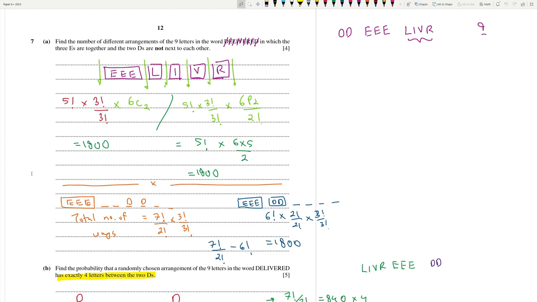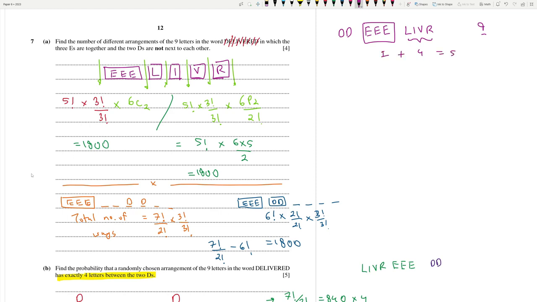Okay, so we write it down as double D, then triple E, followed by LIVR, liver. There are in total 9 letters. Find out the different arrangements in which the 3 E's are together and the 2 D's are not next to each other. So I've repeatedly told you guys, when they say that some things are not next to each other, just ignore them. So I'm ignoring the D's and I'm keeping the E's as a unit. So I have 4 units here, 1 unit here, so in total 5 units.